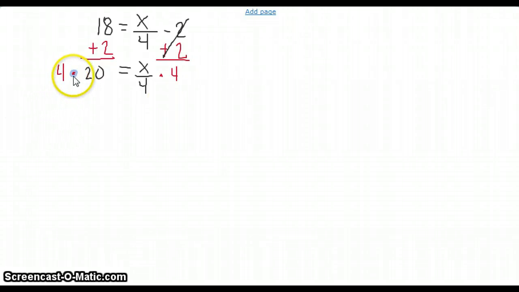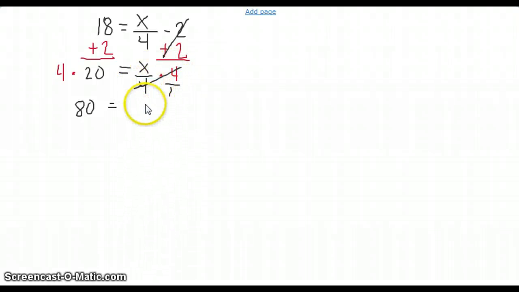And we know 4 times 20 is going to be equal to 80. And this, we can say, is over 1. And so these 4's will just reduce down to 1, or cancel. And so that's going to leave me x over 1, or just x. So here we see that x is equal to 80.